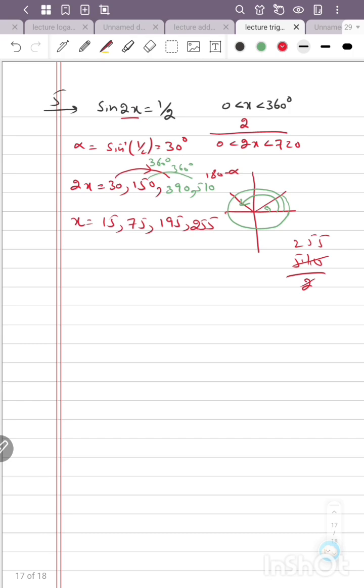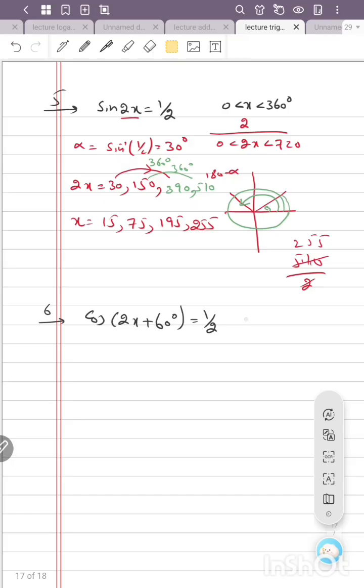Question number 6. The question is cos(2x plus 60 degrees) equal to 1 by 2. Here the interval is 0 less than or equal to x less than or equal to 180 degrees.